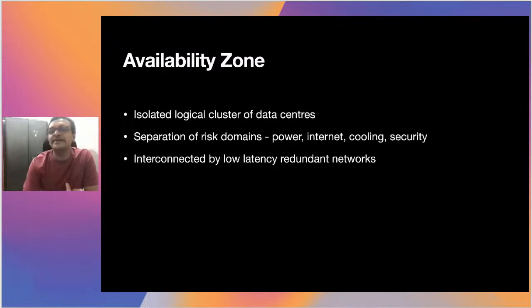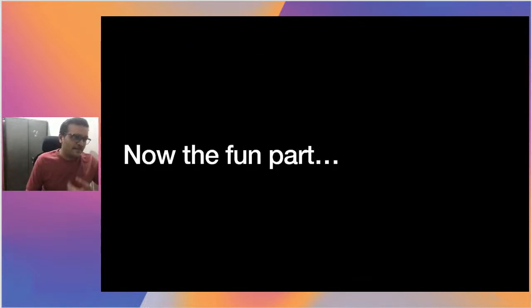Your power, your internet, cooling, security, these factors are spread across multiple vendors and providers, so that when a failure occurs, in the worst case scenario it is always restricted to, at worst, an availability zone. A region has a minimum of 2 availability zones. Multiple regions have 3 or 4. Some regions in the US have up to 6. They're all interconnected by low latency redundant networks, so you really don't see latency when you're going across availability zones.